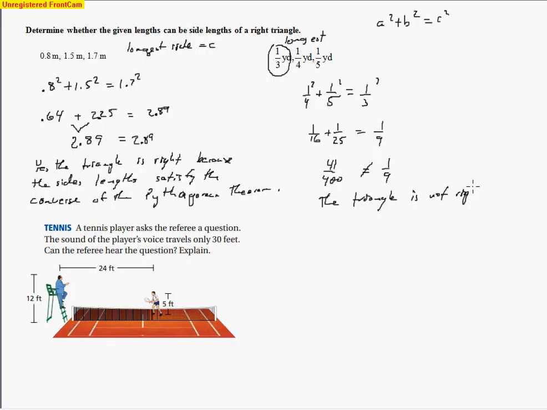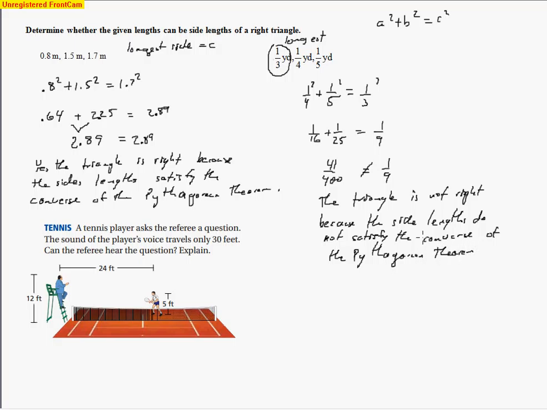and then you could state the same reasoning here except the opposite of that, because the side lengths do not satisfy the converse of the Pythagorean theorem. So looking at the next problem, it says the tennis player asks the referee a question.